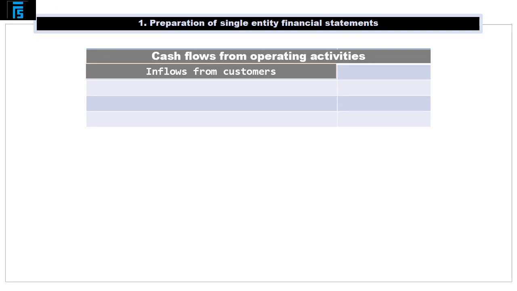Our task is naturally to calculate the cash flows from operating activities using the direct method. Let's start by attempting to compute the cash inflows from customers. As we have no access to the company's actual cash records, we will need to derive the result by making adjustments to the relevant item from the income statement.